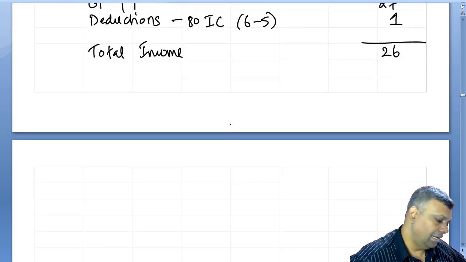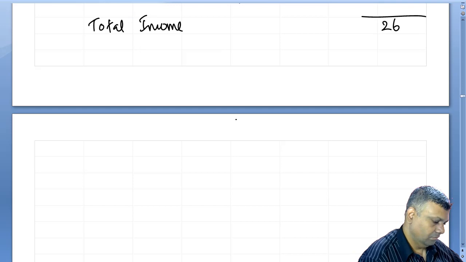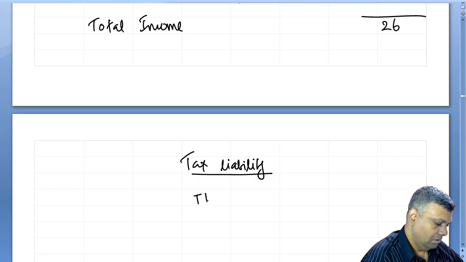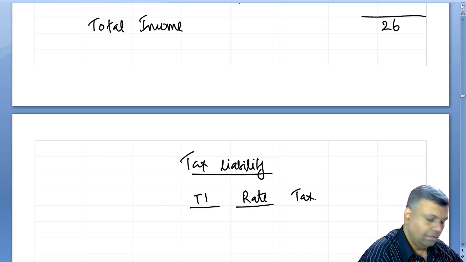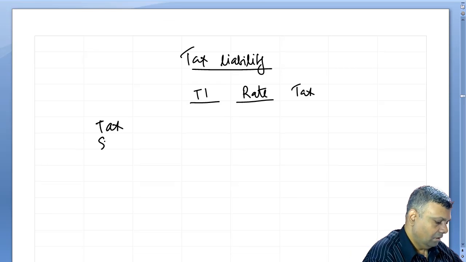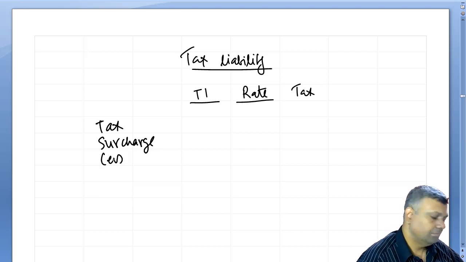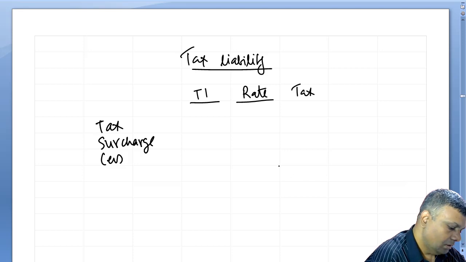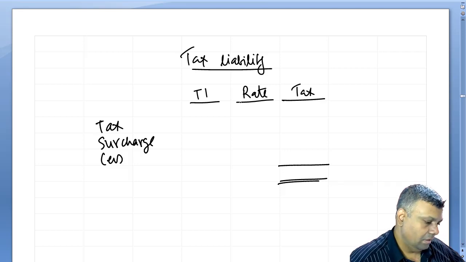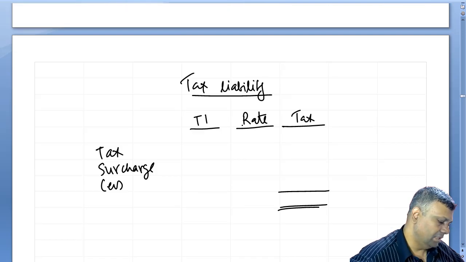Let us now start with the tax liability calculation. Total income, rate of tax, the tax in rupee terms, tax, surcharge, and the cess. Total. Here, what is the amount? Total income is 26.